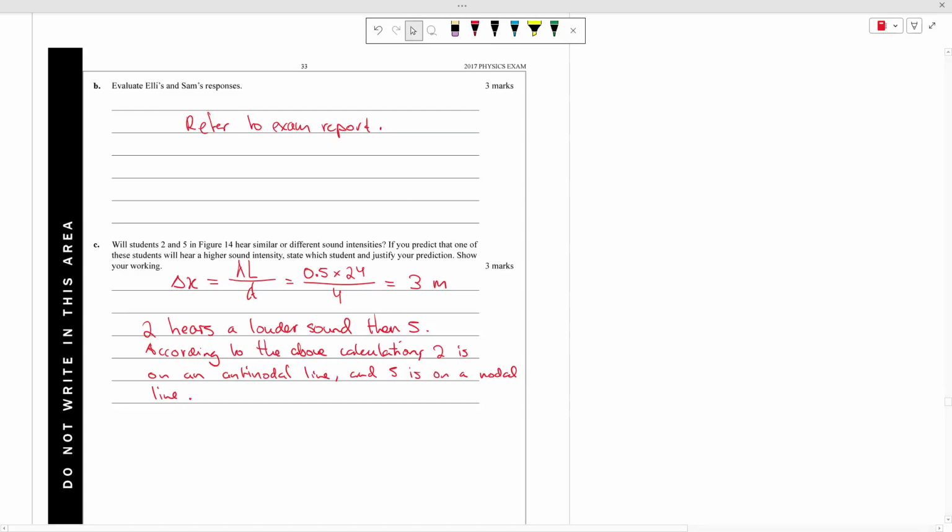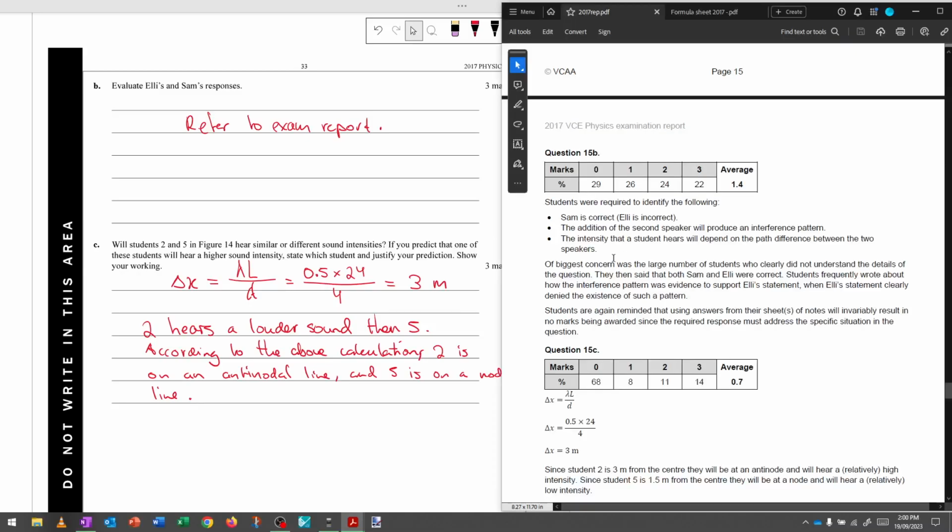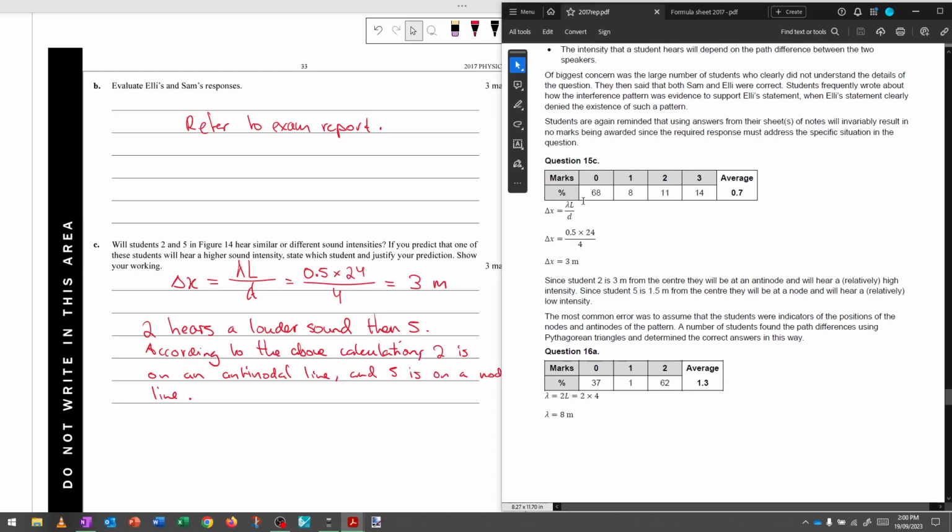Okay. All right. Cool. So that was a much easier way to do it than I did it the first time I saw it. Let's check the report. There you go. So, yep, they've done the same thing. They've worked out the distance between antinodes. And they've said, yep, student 2 is 3 meters from the center, so they'll hear an antinode. Student 5 is 1.5 meters from the center, so they'll be at a node.